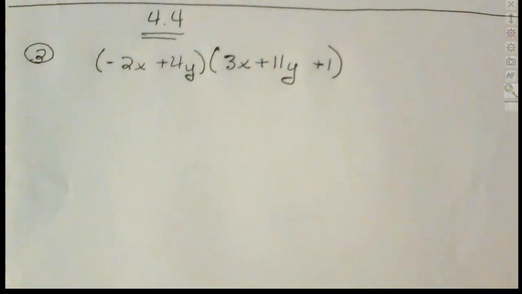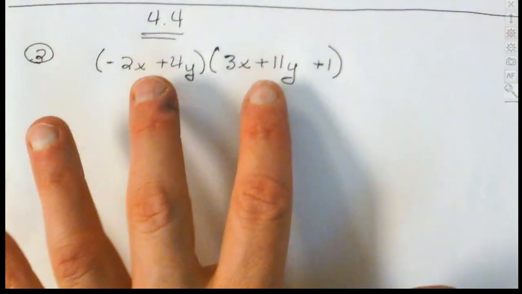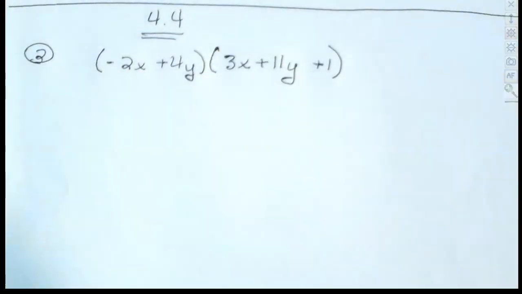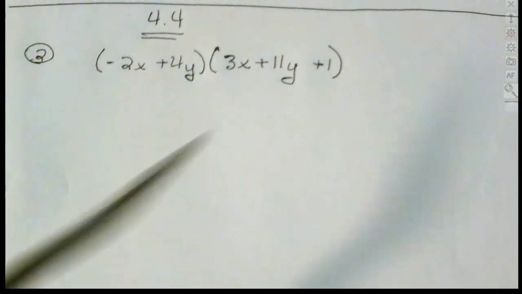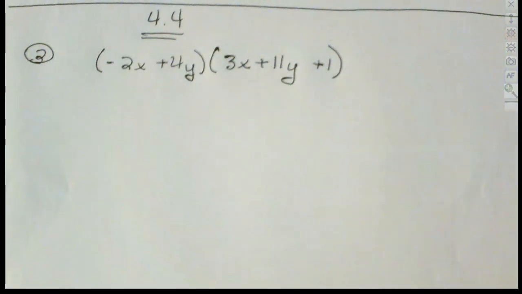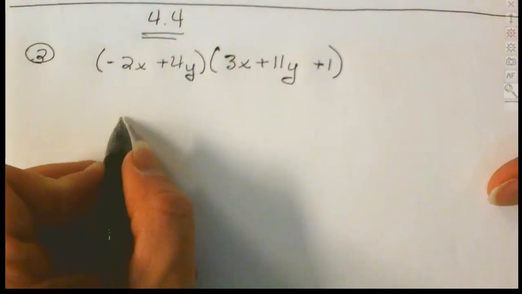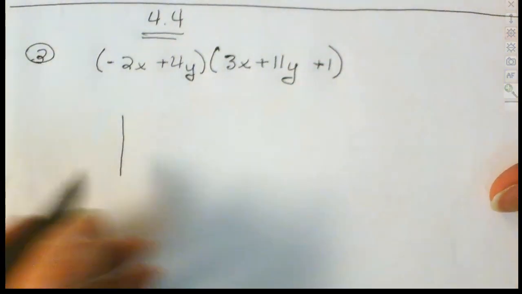When I look at this question, I first need to see how I'm going to approach it. Now, if it's a 2 by 2, a binomial times another binomial, I could use the FOIL method. Right? But this is too big because this has 2 terms and this has 3 terms. So if it's too big to FOIL, what we do is we use the box method. Box or the rectangle method. So we create a rectangle.